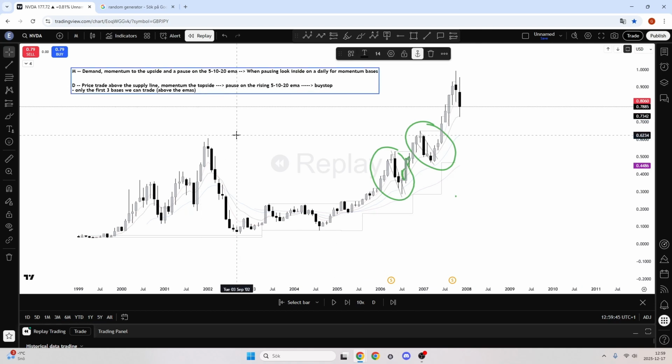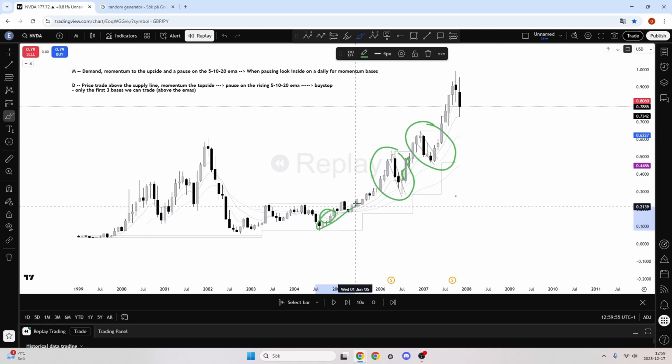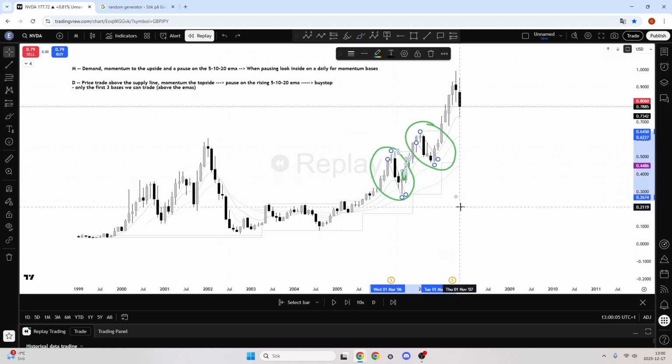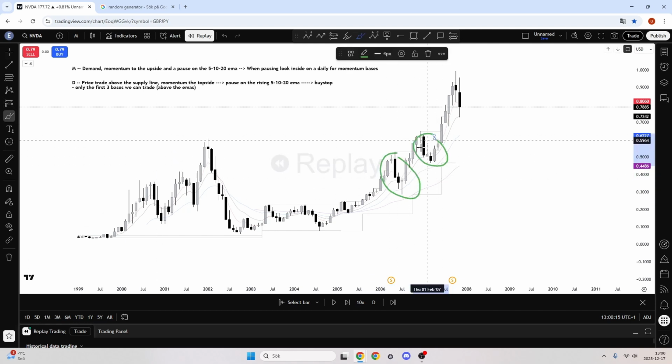So I will be using a monthly and a daily. And the rules of my monthly is that I want to see demand, obviously. By demand, I mean that price has moved much higher. So strong candles to the upside, as you guys can see here. And a pause on the 5, 10 or 20 EMA, as you guys can see here. Both of these pauses, this one on the 20 EMA and this one on the 10 EMA, are perfectly valid pauses, and price is moving kind of slowly here and absorbing the sellers.